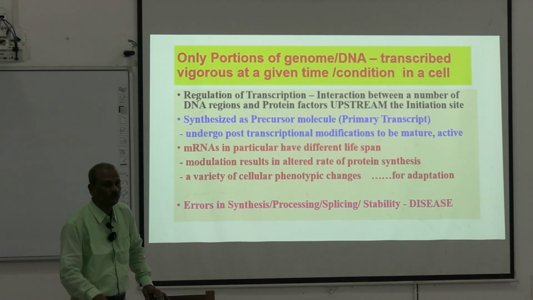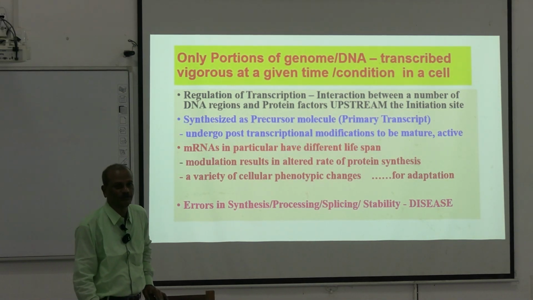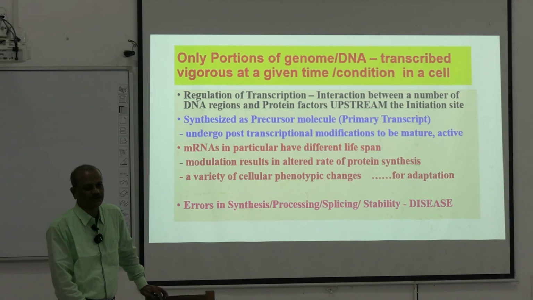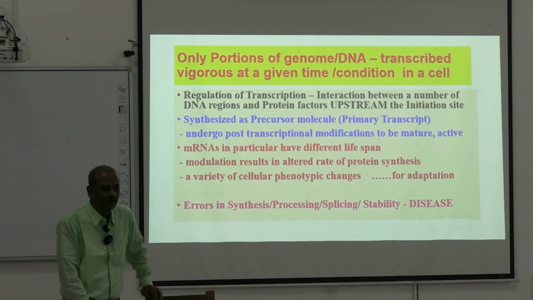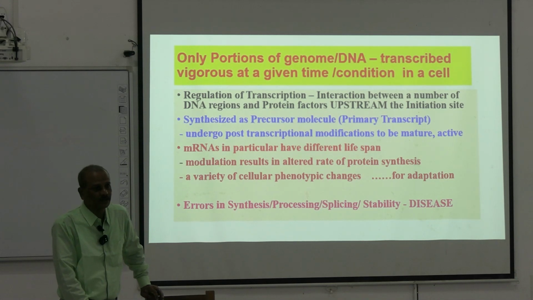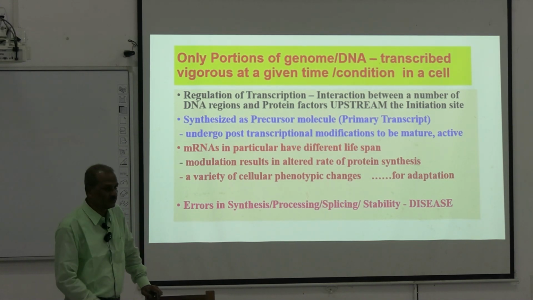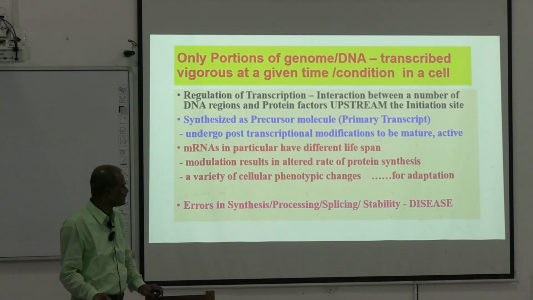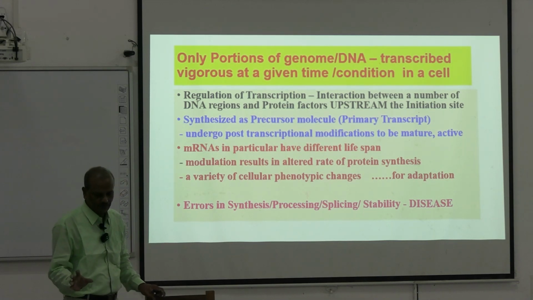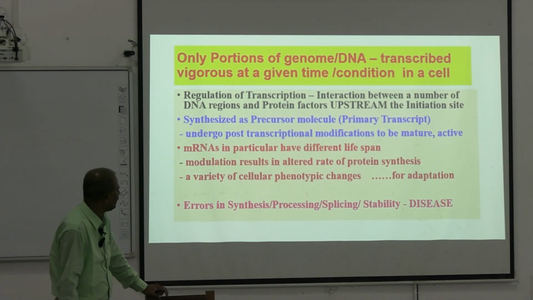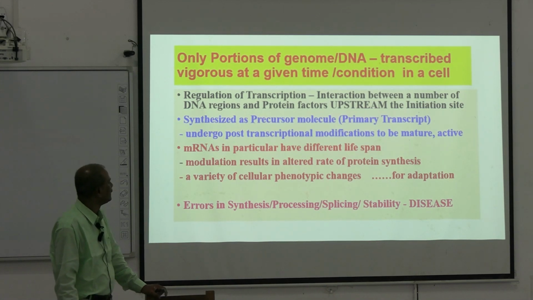As I told you yesterday also, only a portion of DNA is transcribed, not the whole thing, and that depends on the cellular need at a given point of time. mRNA is stable for a variable period of time, and if there is any problem in post-transcriptional modification or splicing, there will be disease.